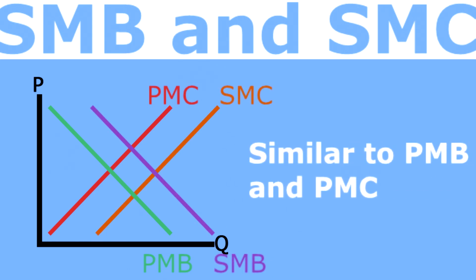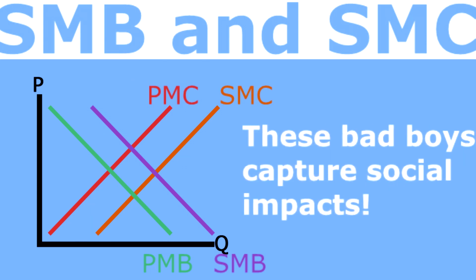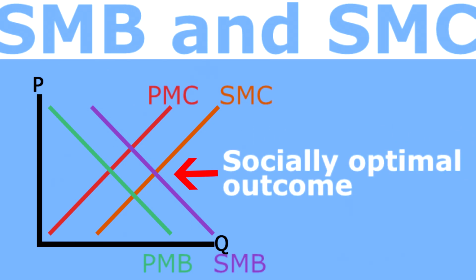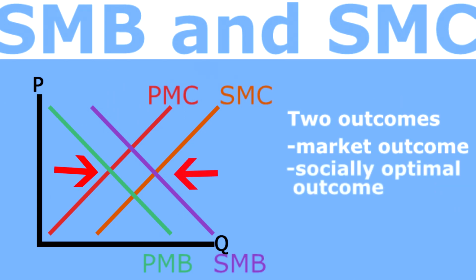These are similar to the private cost and private benefit curves, except they may be adjusted, for example, shifted based on whether the consumption or production of the good has a negative impact or a positive impact on the rest of society. The point at which these two curves intersect is the socially optimal outcome. So now we have two outcomes, a market outcome and a socially optimal outcome.